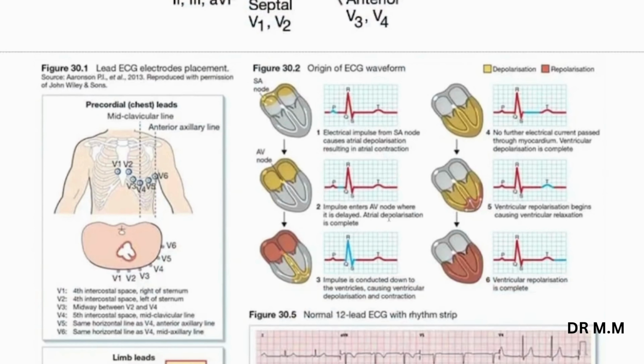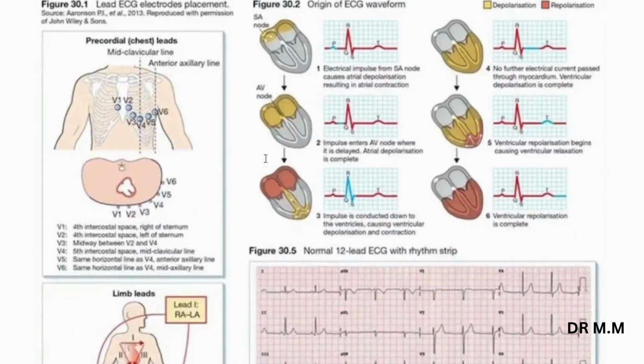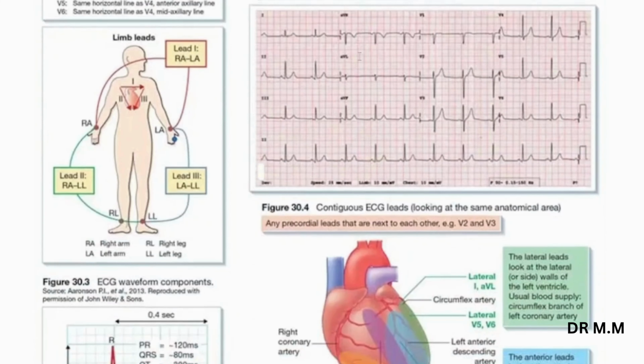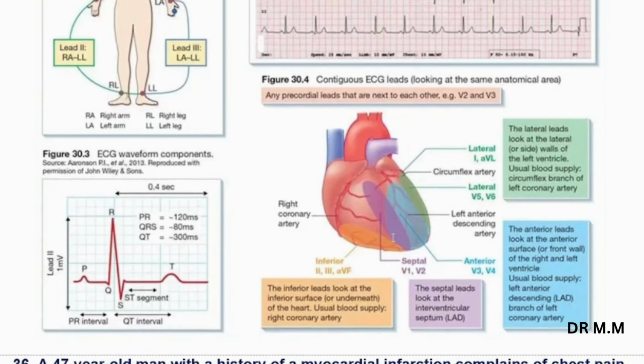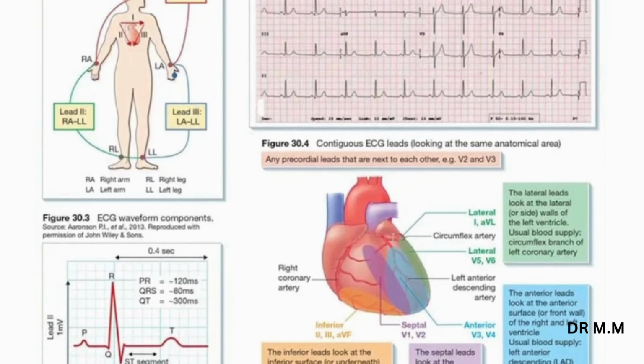And here we have some photos which are showing normal ECGs and different types of anterior, septal and inferior leads, different types of cardiac leads. It's explaining it, and different coronary arteries which are supplying the heart, and in MI which one of them is involved.